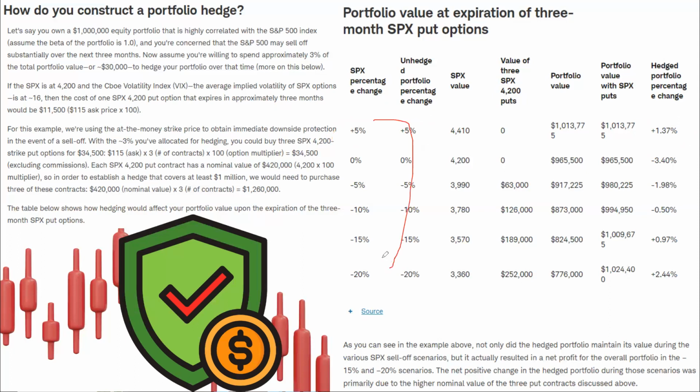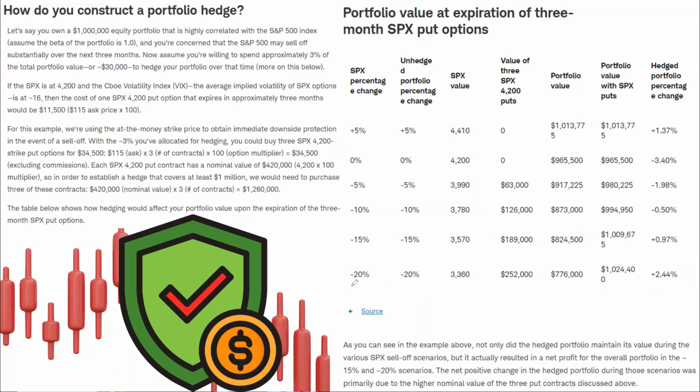But let's take a look and see what happened if the S&P 500 fell 20%. Right now, if the S&P 500 fell 20% and it went down to 3360, the value of those 3 SPX 4200 puts would be $250,000, guys. This is those same contracts that we spent 34,500 on. So that's almost an 8x on the original money that you invested in those S&P 500 contracts. Now, your portfolio value is going to be 776,000. But once you add in the put options that you got, your portfolio is actually going to be up 2.44%.